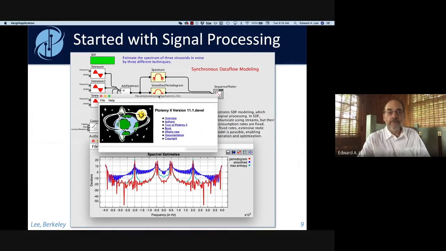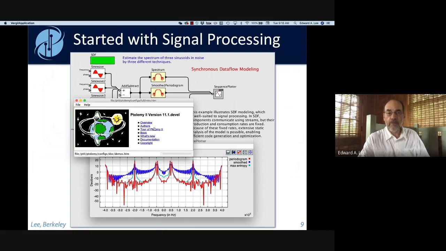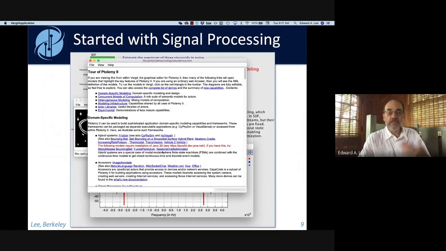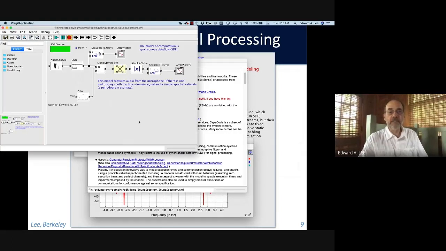If you start up our graphical user interface, you get this first welcome window. And the most useful link, in my view, if you're just starting with this, is this Tour of Ptolemy II link, which takes you through a bunch of the capabilities that have been developed over the years. If I scroll down to signal processing, which is the deep roots of the project, that's when it started 26 years ago, it was very much about signal processing. And this is a simple signal processing application.